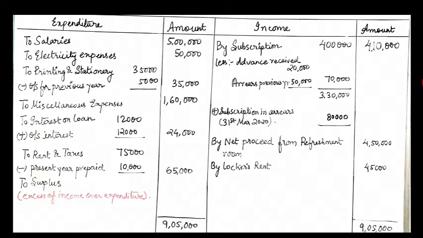Moving on to the income side, by subscription 4 lakh, less advance received 20,000, less previous year arrears 50,000, so total 70,000, so 3,30,000. Then add subscription in arrears for the current year, 80,000, so 3,30,000 plus 80,000 comes down to 4,10,000. Net proceeds from refreshment group is 4,50,000 and lockers rent 45,000. So here the income side is more, with a total of 9,05,000. When we deduct the expenditure side total from it, we get a surplus of rupees 65,000, that is, excess of income over expenditure.